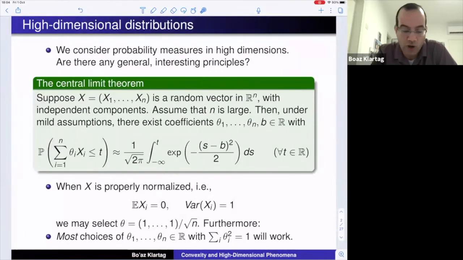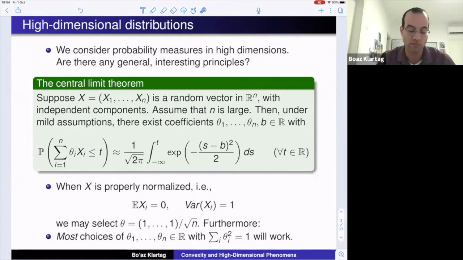Okay, so the question that we're going to ask is whether there exist some general, non-trivial principles in high-dimensional geometry or in the study of high-dimensional systems or problems. And I think that historically, one of the first examples arises from the study of probability measures in high dimension, and this is through the classical central limit theorem. So let me remind you about the CLT.